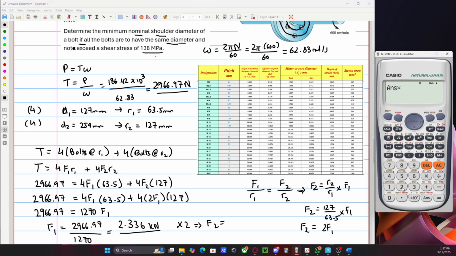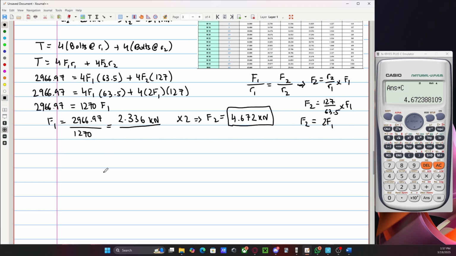Actually, let me store this variable as B, and then multiply it by 2, and I'll store this as C. So that's 4.672 kilonewtons. We have F1 and F2. Now, we also know that the shear stress is given as 138 megapascals. This is the shear stress tau max, and our allowable stress is 138 megapascals.